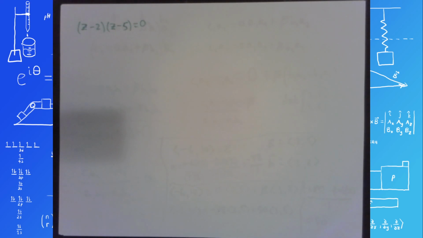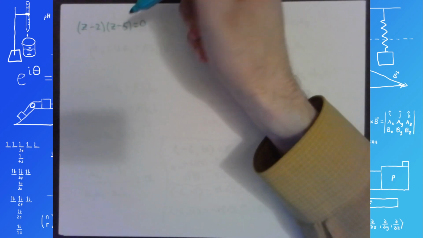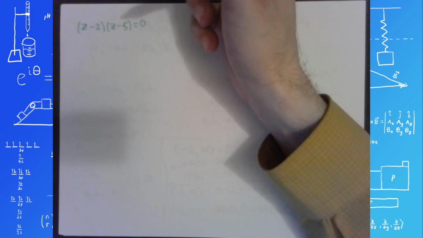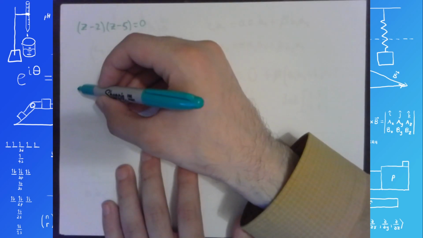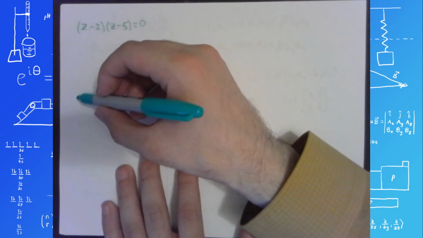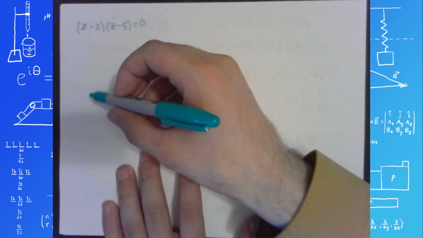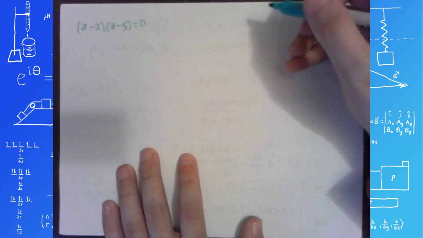Oh, wait. They're just a set of points. Okay, z minus 2 times z minus 5 equals 0. That implies then that z is equal to 2 or z is equal to 5, which you might think is just a single point in space, but you would be wrong.